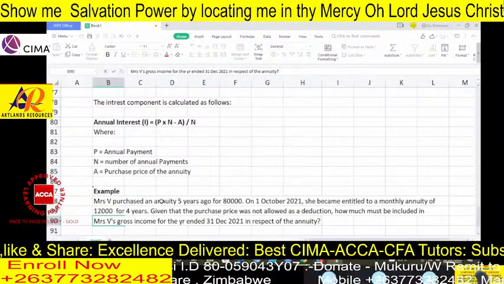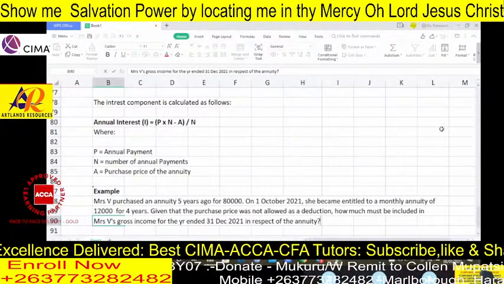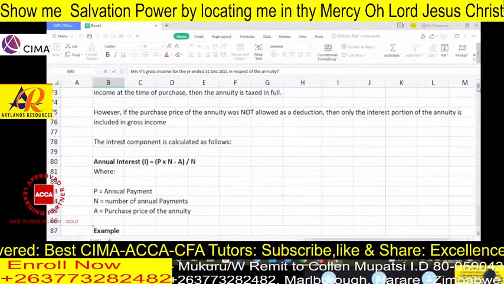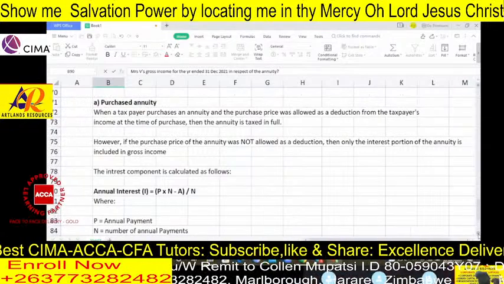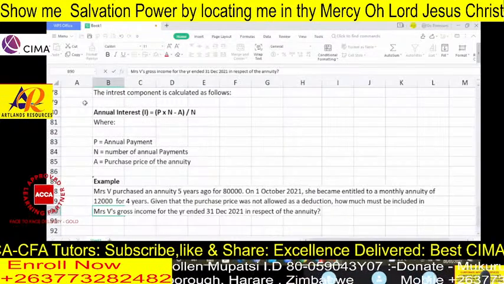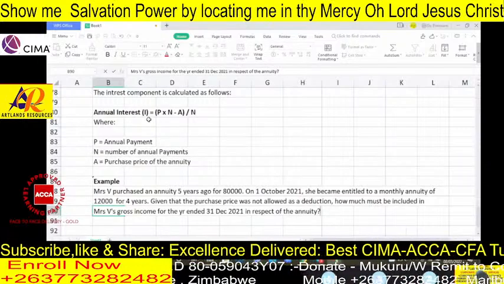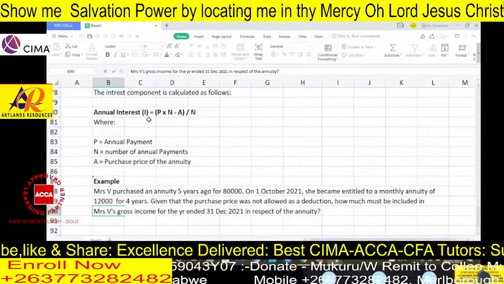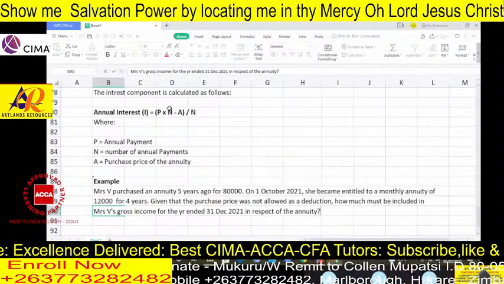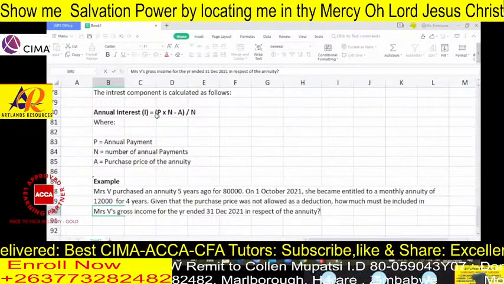You can see that Miss V's purchase price of the annuity was not allowed as a deduction. So what it means is only the interest portion is included. Only the interest portion is included in gross income. And the interest portion is calculated using this formula. And this formula gives you interest per annum, not per month, per annum. So P is the annual payment. P is not a monthly payment.